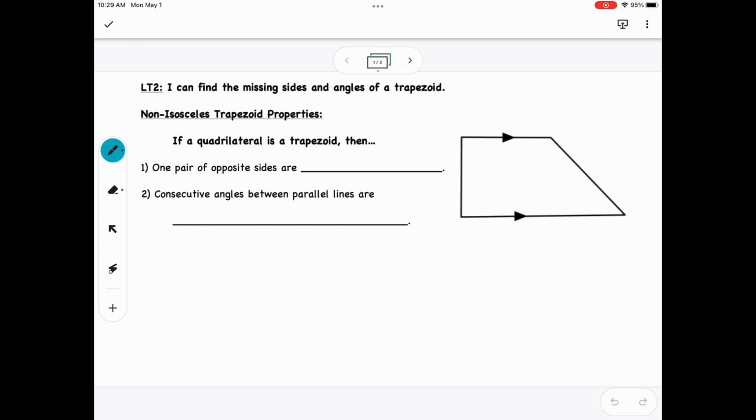We're going to start talking about learning target 2. I can find the missing sides and angles of a trapezoid. Now there are two kinds of trapezoid that we're going to talk about, non-isosceles and isosceles trapezoids.